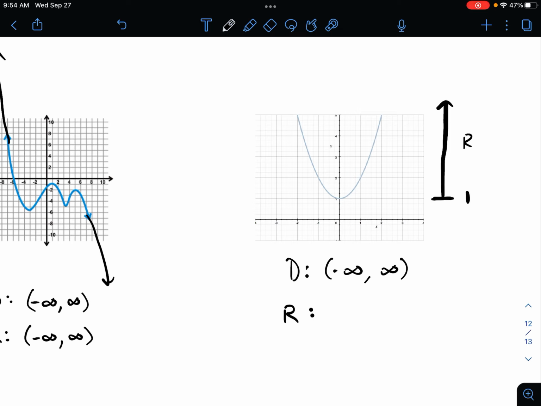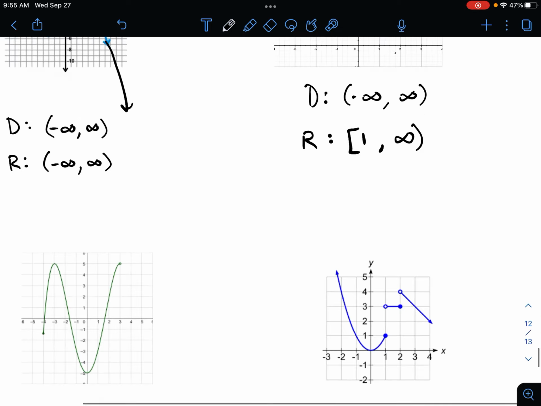So for my range, we're just going to do interval notation for these. The lowest we can go is 1, and it does include the 1 because it's a closed dot here. And we can go all the way up to positive infinity. So the range would be from 1 up to infinity because it keeps going up forever.